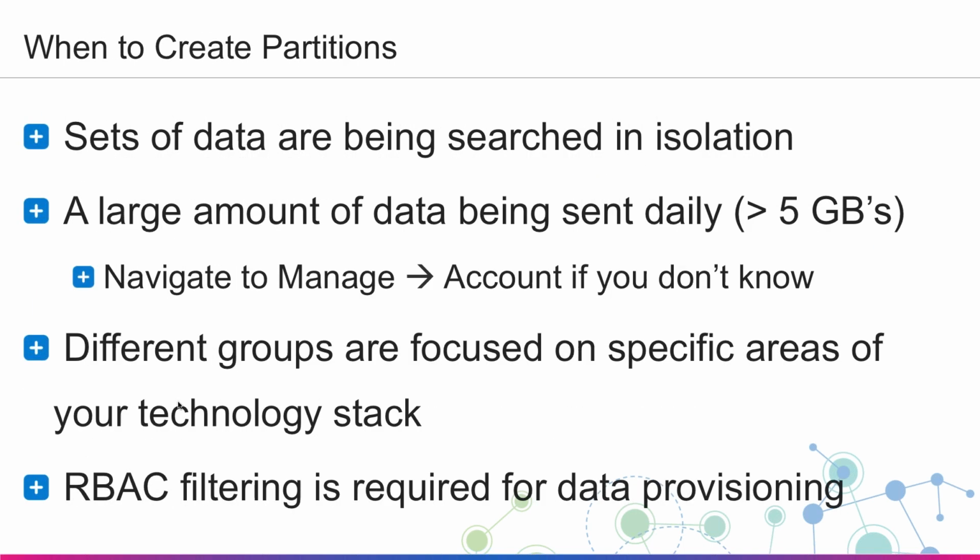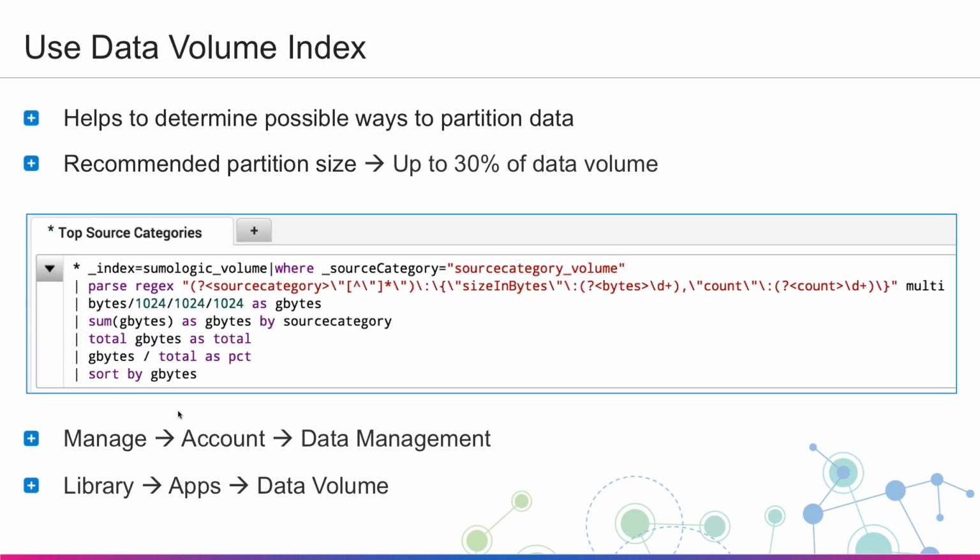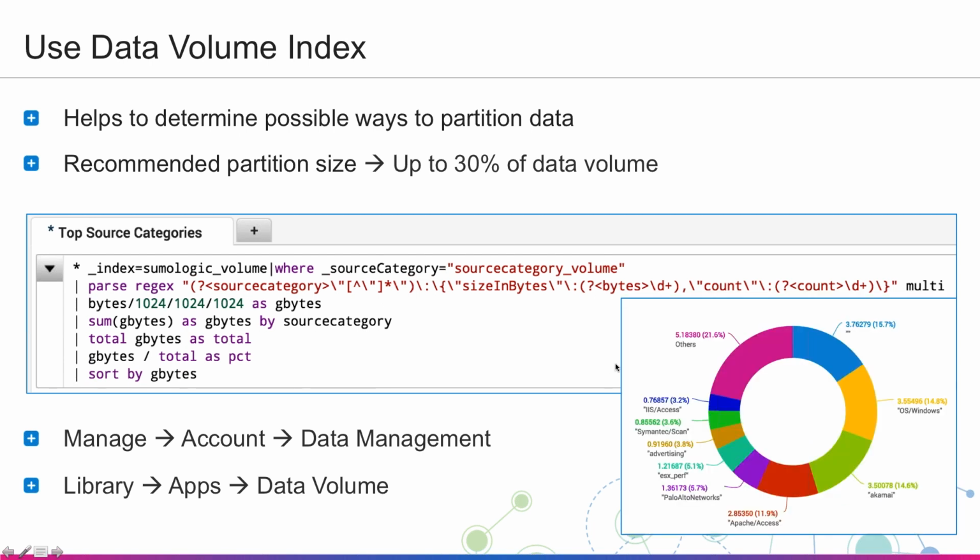And if you don't know what your daily volume is, we can help you uncover that by looking at your data volume index. If you have this turned on, and you can verify that by going to Manage Account, Data Management, you should be able to run a search similar to what I have on screen here, which you could then translate into a pie graph. And you can easily see where your data is going.